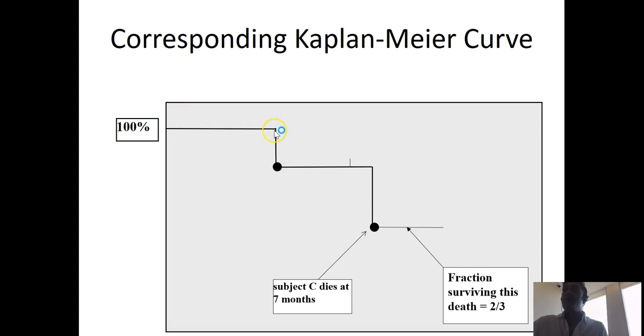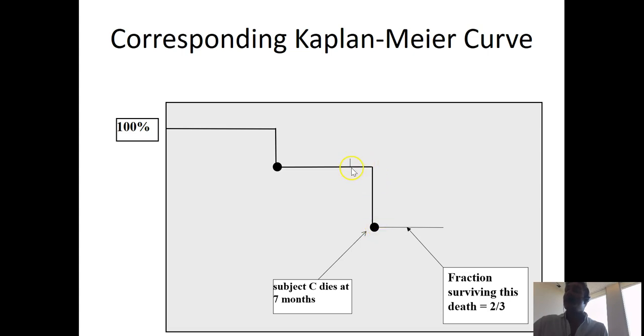I'll say it again. Here, 1 person died, so there's 4 people remaining. 1 person left, now there's 3 people remaining. 1 person died. 2 people remaining. 2 out of how many? 2 out of 3. Okay, we only drop down when someone dies.